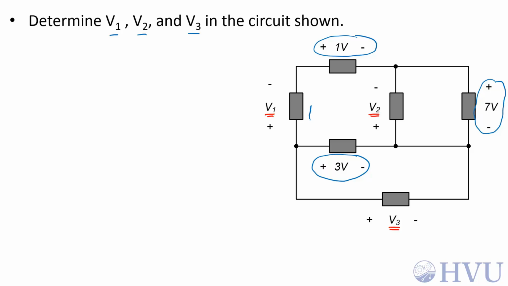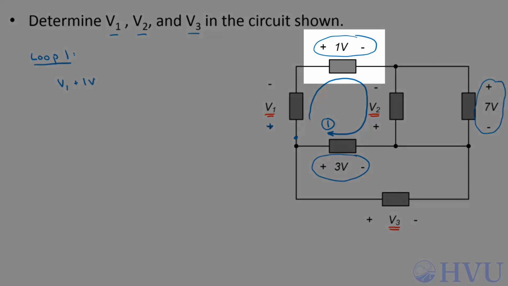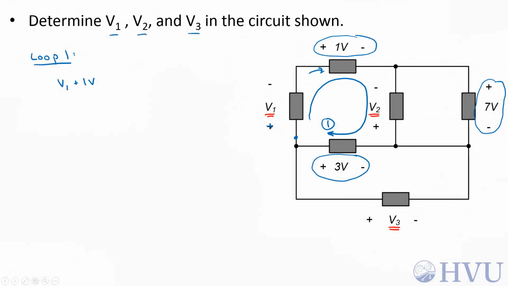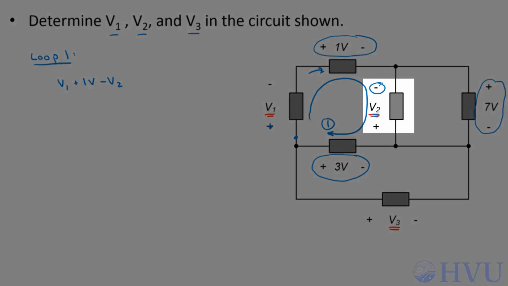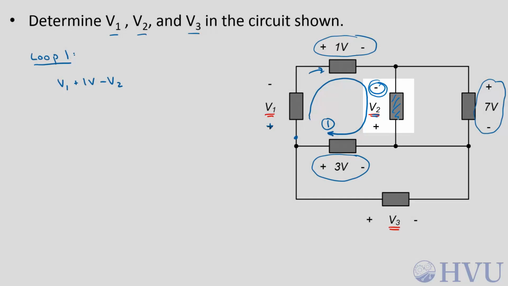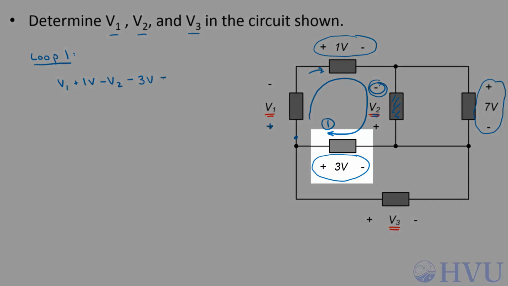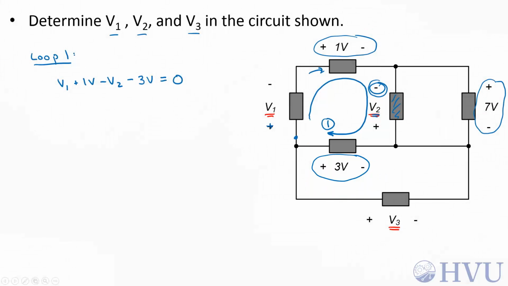Let's start out with a loop here, and I'll call that loop 1. If I follow the loop starting here and go clockwise and choose a sign convention such that the term is positive when I enter the positive terminal, I get V1 plus 1 volt. My loop enters the positive terminal at this element, minus V2, since I enter a negative terminal in the V2 element, and minus 3 volts. That brings me back to my starting point, so those sum to 0.